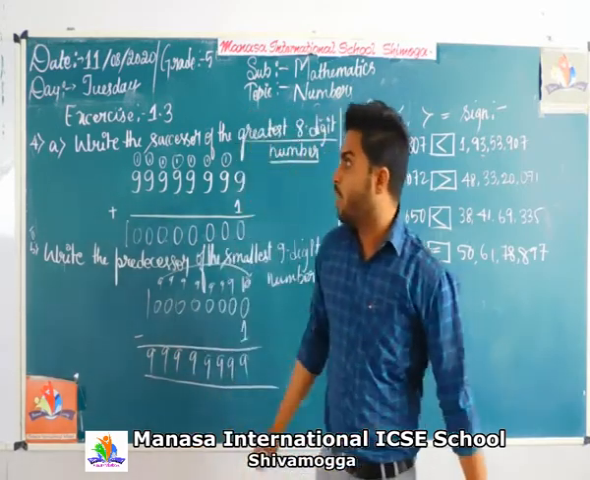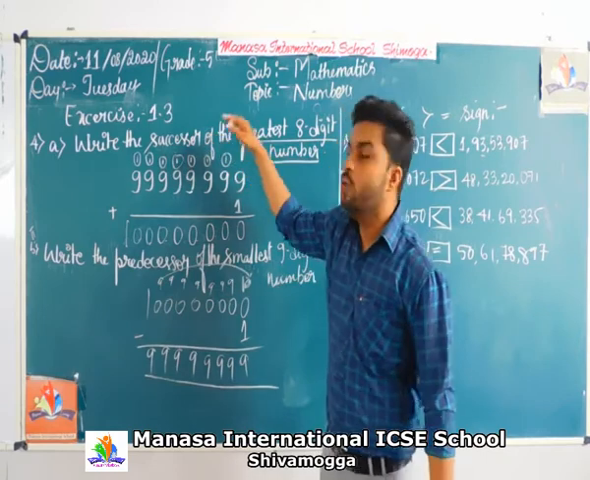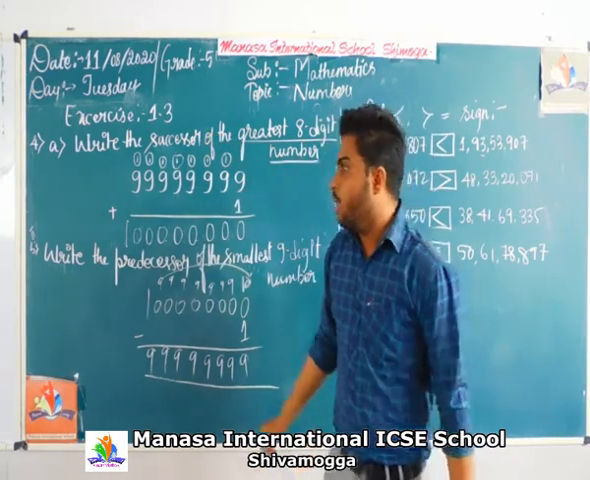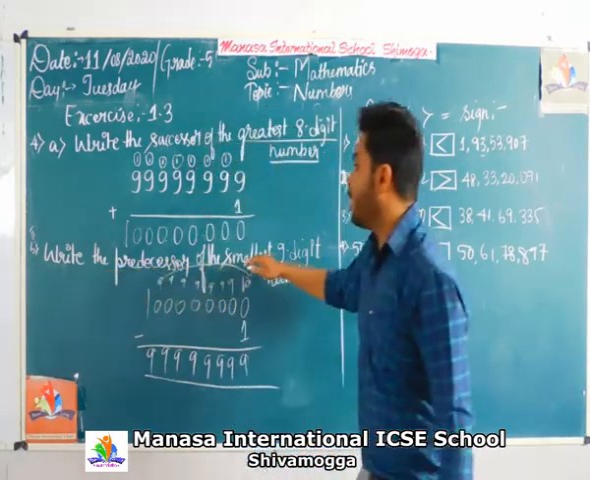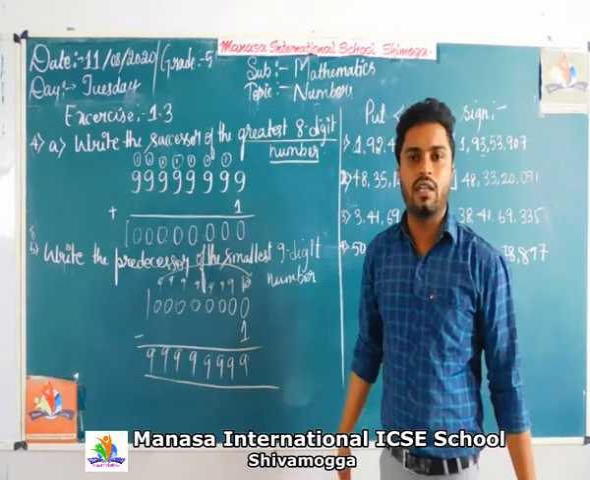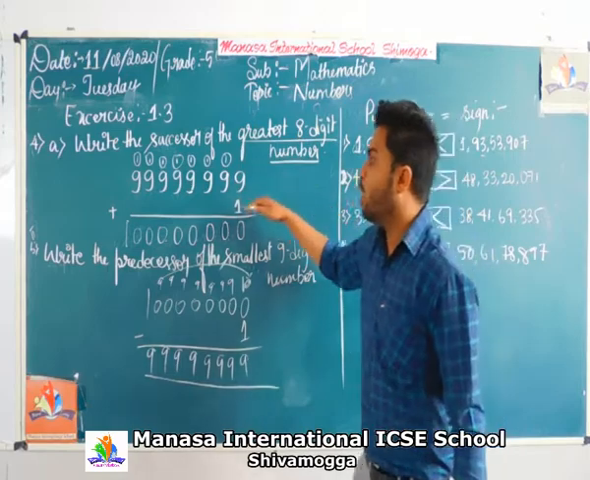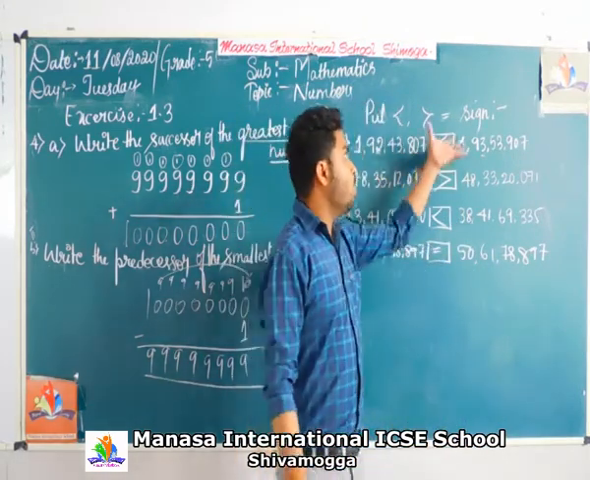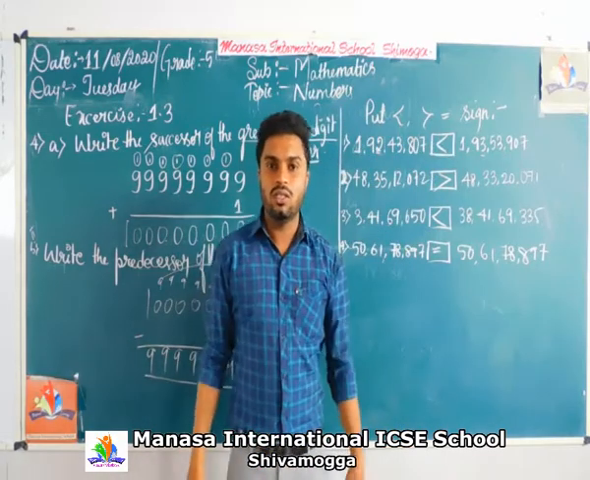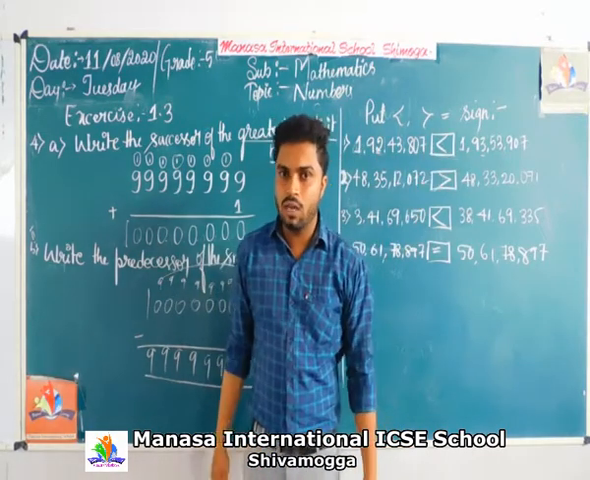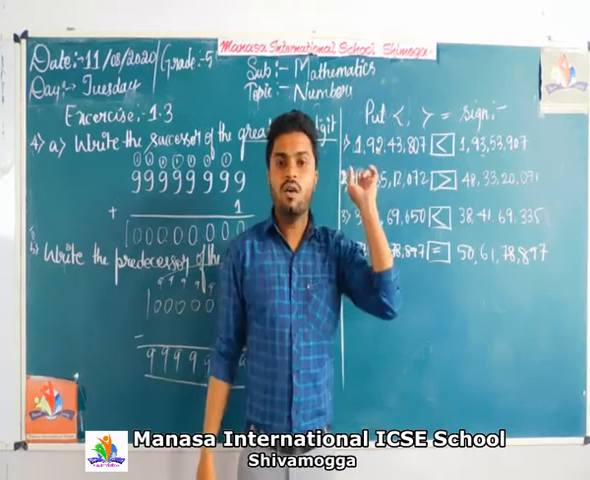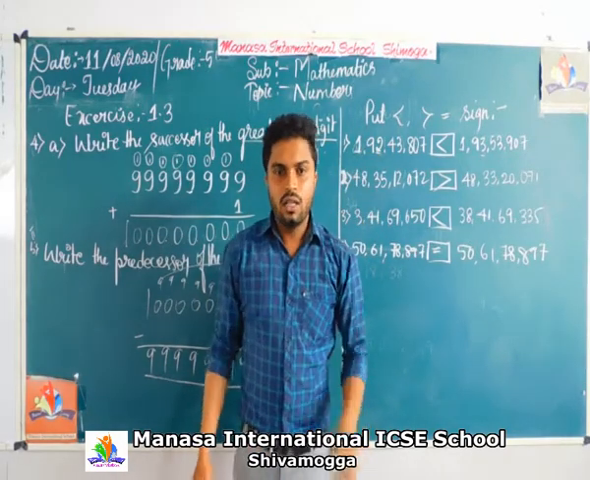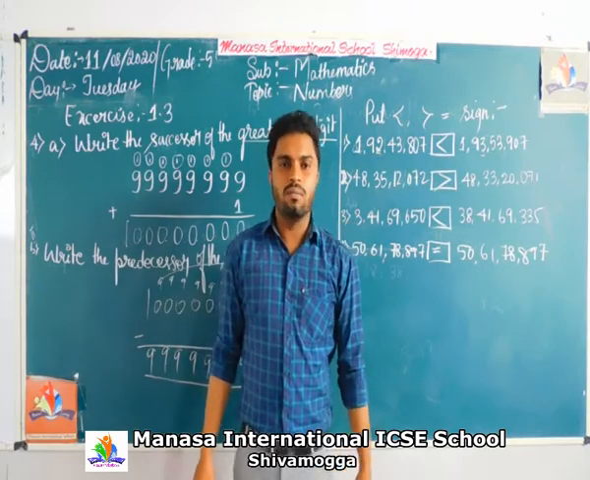In the fourth main, the first heading, you are going to write the successor of the greatest 8-digit number. In the sixth, we are going to write the predecessor of the smallest 9-digit number. In this, you are going to add. In this, you are going to subtract. Here, you are going to see the sign of this. First, you need to count the numbers. Then, you have to see the first number, second number, third number from the left-hand side. Then, you are going to write the symbols.